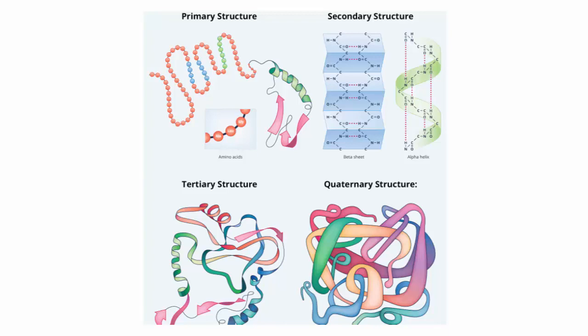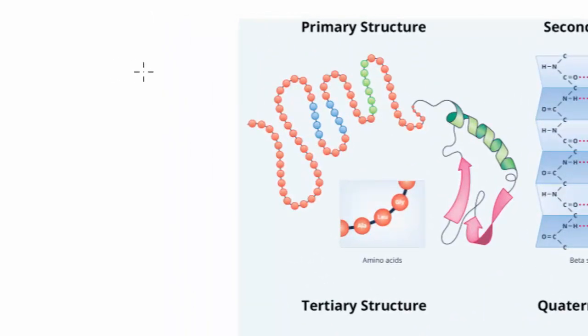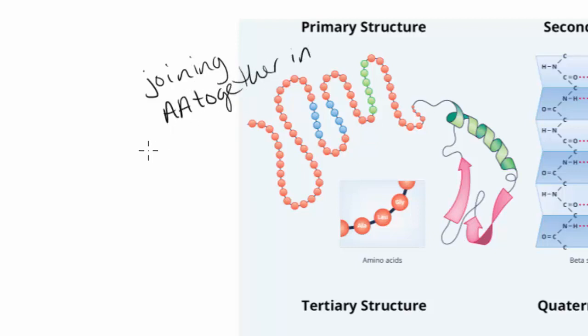The primary structure is really what we've talked about already. The primary structure is going to be joining the amino acids together in the correct order. And the information for that is what the DNA does. So our DNA, we consider it to be the blueprint. Well, it is the blueprint for how our proteins are constructed.